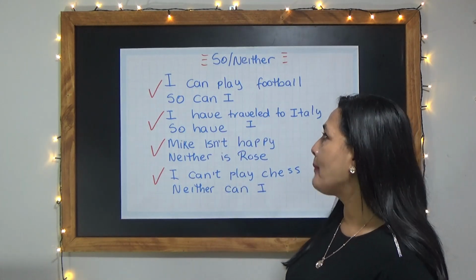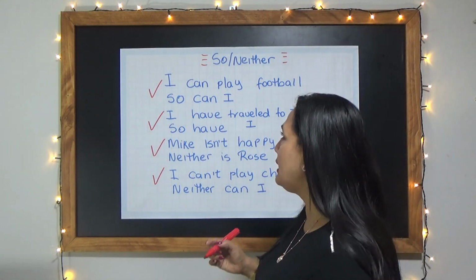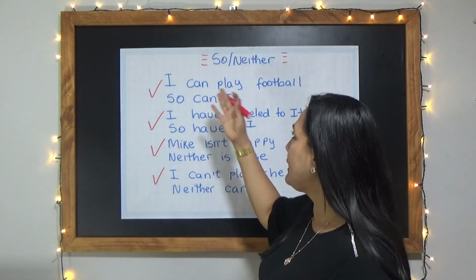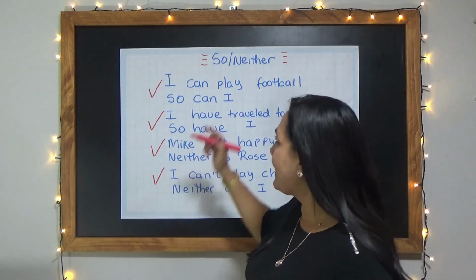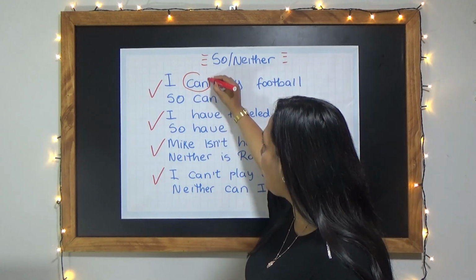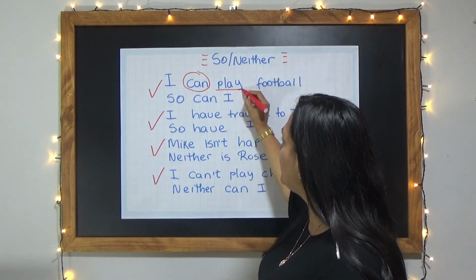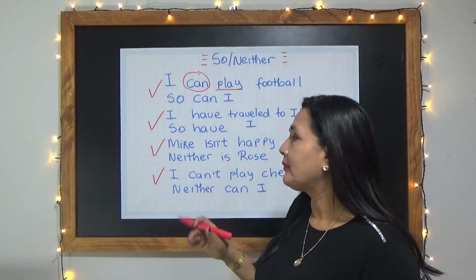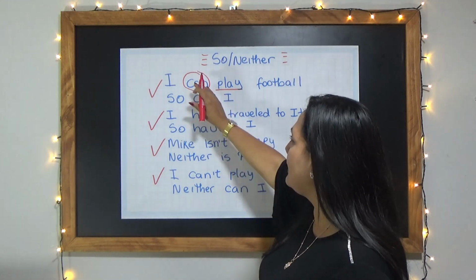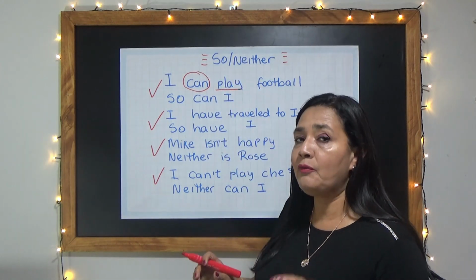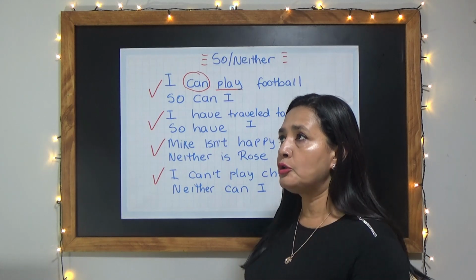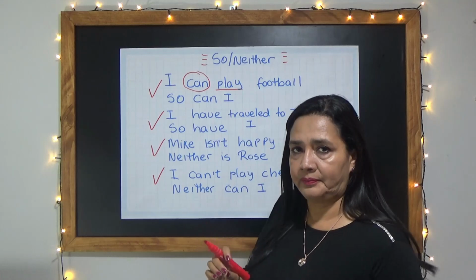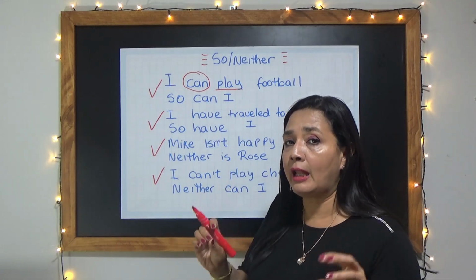So, I'm going to give you some examples in which we are using different helping verbs. If I tell you, I can play football, can is considered a helping verb. It helps the word play. If I say I can play, can is helping the word play. If I want to show agreement, I also play football, I need to use the same helping verb.